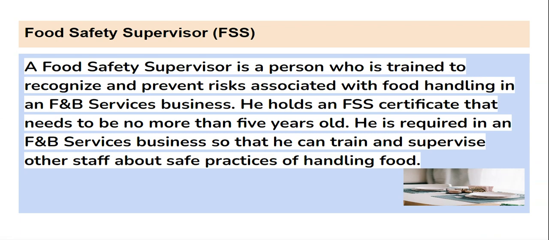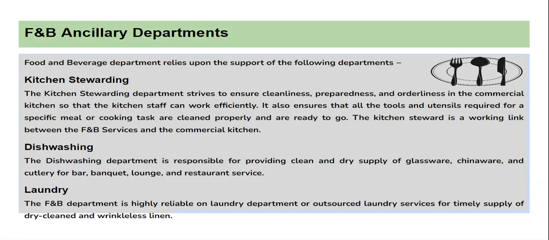Next, we have the F&B ancillary departments. The food and beverage department relies upon the support of the following departments, like kitchen stewarding. The kitchen stewarding department strives to ensure cleanliness, preparedness, and orderliness in the commercial kitchen so that the kitchen staff can work efficiently. Kitchen stewarding also ensures that all the tools and utensils required for a specific meal or cooking task are cleaned properly and ready to go.